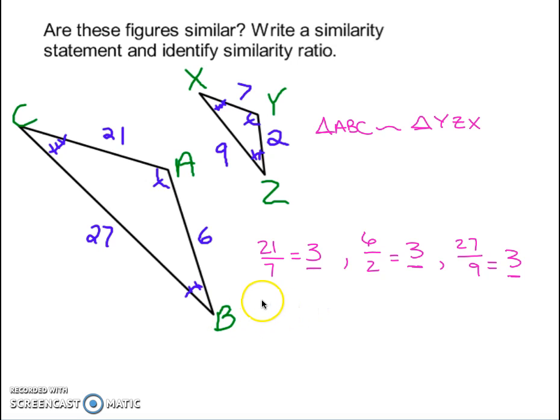So we can say, yes, these figures are similar. And for our similarity ratio, we can say it is 3, or you could also say 3:1. Okay.